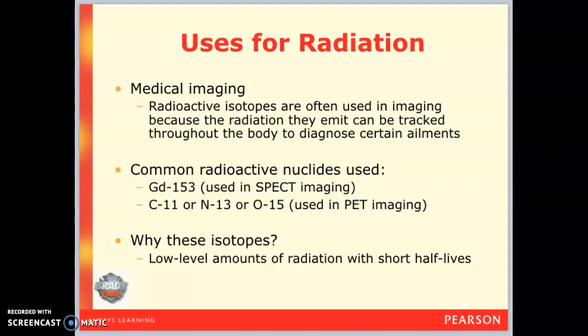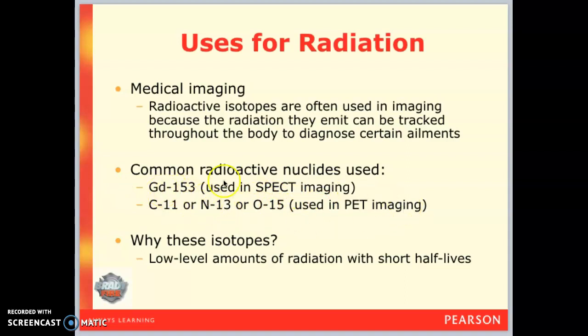And so, the most common ones that we find are gadolinium 153, which is used in SPECT imaging, and low molecular weight, odd numbered isotopes of carbon, nitrogen, and oxygen. Any of these can be used in PET imaging, positron emission tomography, and that positron emission is coming from beta decay. These are all really good at beta decay, and will actually emit positrons as they do.